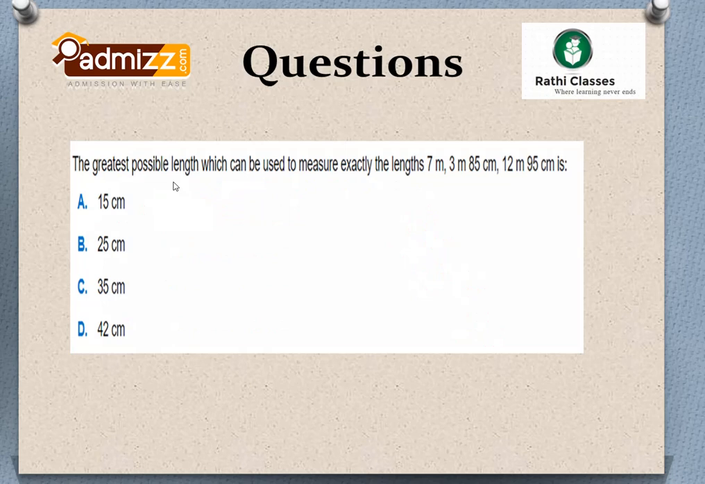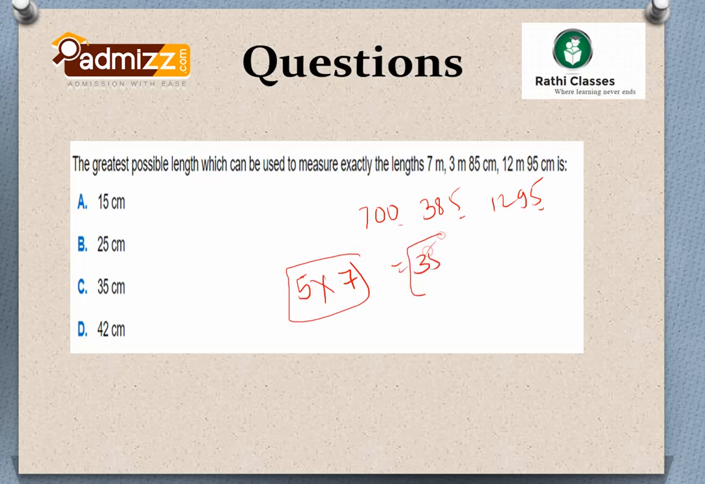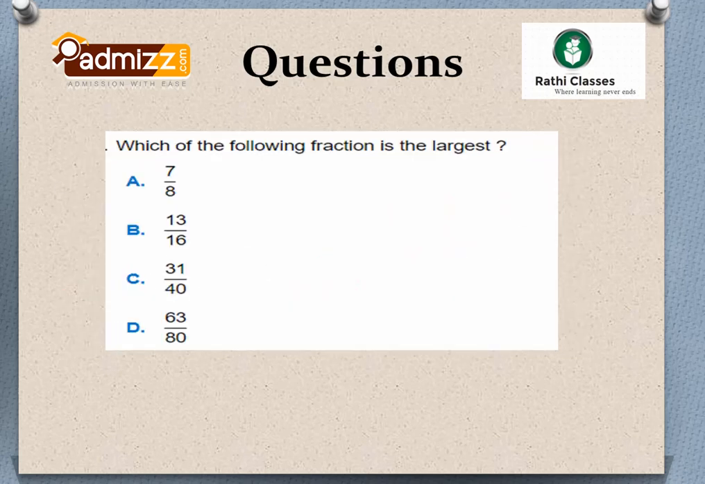So the option is A. The greatest possible length which can be used to measure the lengths 7 meter, 3 meter 85 centimeter, 12 meter 95 centimeter is. As you can see, the greatest possible means I need to find the HCF. So first and foremost, I will convert each one into centimeters: 700, 385 and 1295. Since all are ending with 5, all the numbers are multiples of 5, and as I can see 7, it will be 5 into 7, which is 35. Is there an option 35? Yes. So no need to entirely solve this. Moving on to the next question.